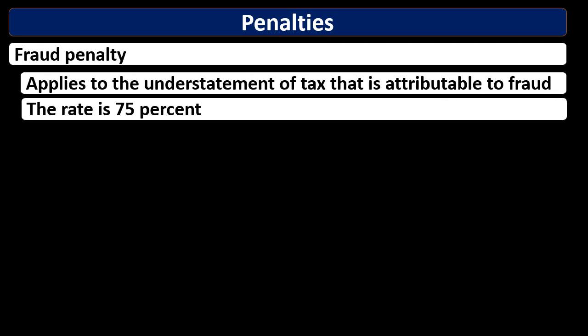And then we have more serious penalties, including a fraud penalty. And remember, fraud is an intent to deceive. So we filled out our tax return incorrectly, not in error, but in fraud. Typically that intent is the thing that makes it fraud rather than an error. If that's the case, that's a big deal, and it applies to the understatement of tax that is attributed to fraud. The rate is 75% on the penalty. So the IRS doesn't like fraud.